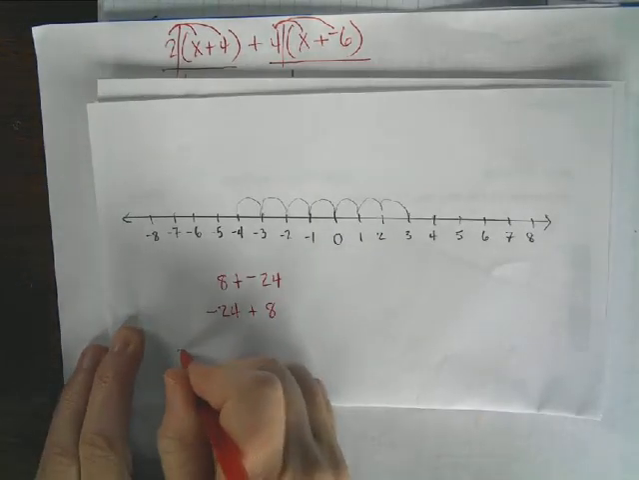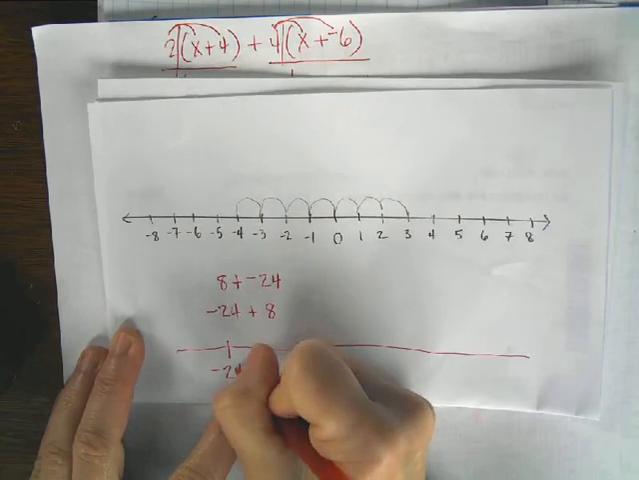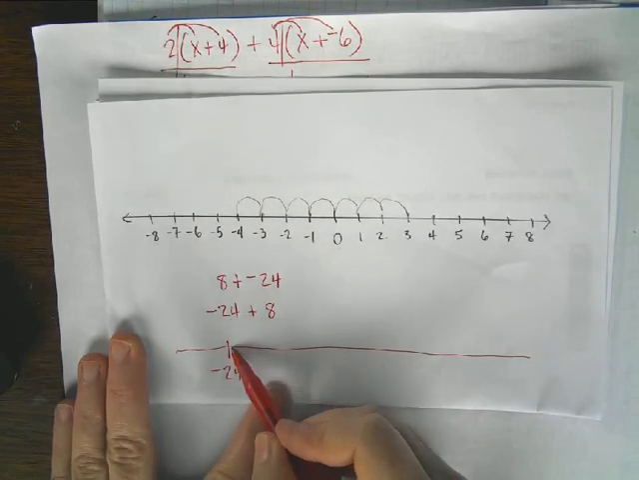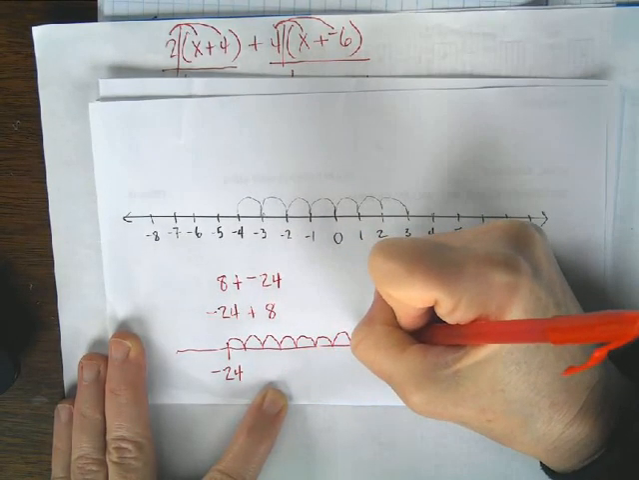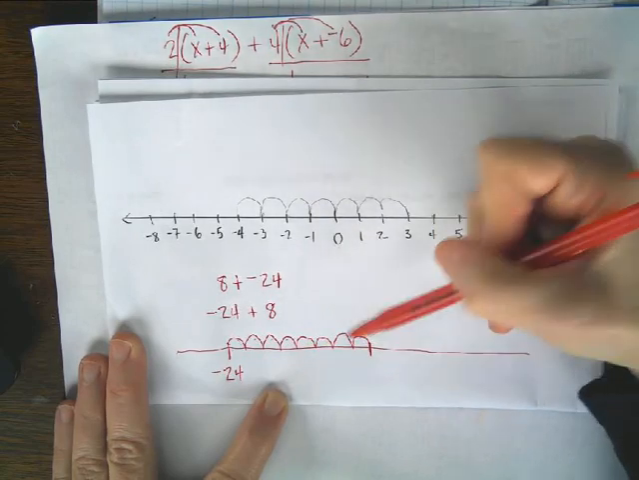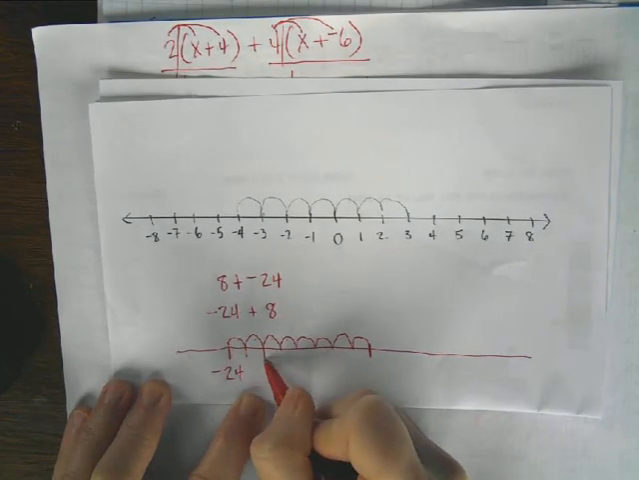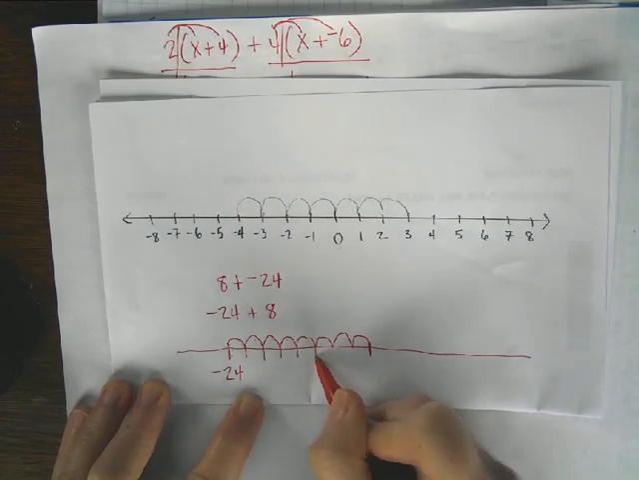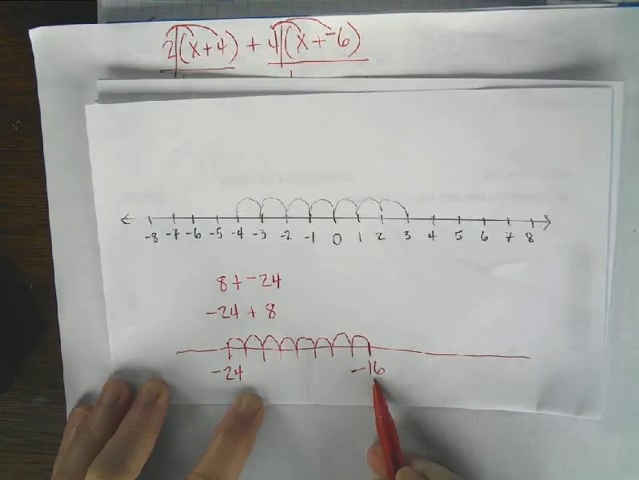So I'm going to make an open number line, which means that I start with this number, negative 24. And I know positive 8 is going to be to the right. So I'm going to start here and go to the right 8 spaces. 1, 2, 3, 4, 5, 6, 7, 8 is going to be right here. So what number is that? Well, if this is negative 24, this is negative 23, negative 22, negative 21, negative 20, negative 19, negative 18, negative 17, negative 16. So that's negative 16.